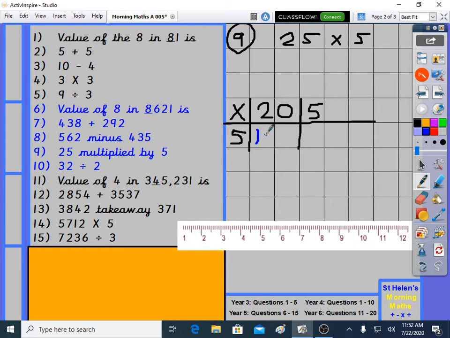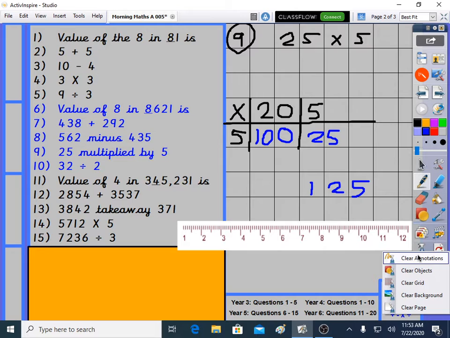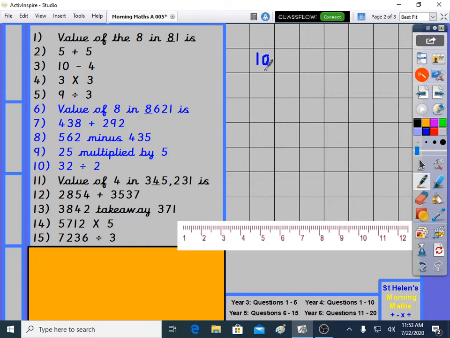5 times 2 is 10. It made a 0, but we still got a 0 to place, 100. And 5 times 5, 5, 10, 15, 20, 25 is 25. So we've got 125. You've got to put your 2 numbers together at the end. And means plus. So 125. You know what that makes, don't you? It makes 125. Because it's literally 125. When you put them together, it makes 125. If you're not sure, you could always do column method addition for that. Don't think we need to on that one. 125. Let's go on to question 10, which is division. 32 divided by 2.